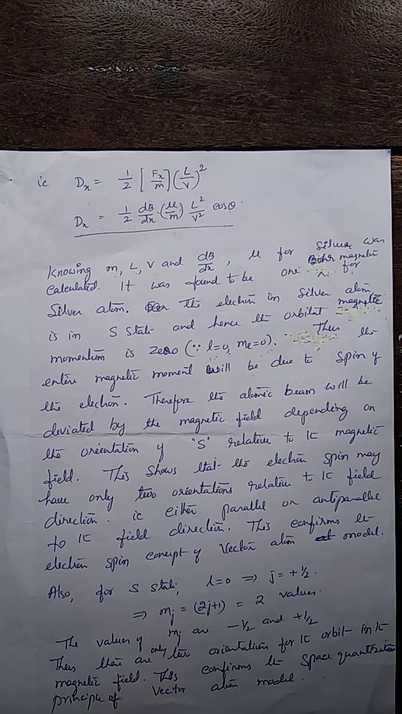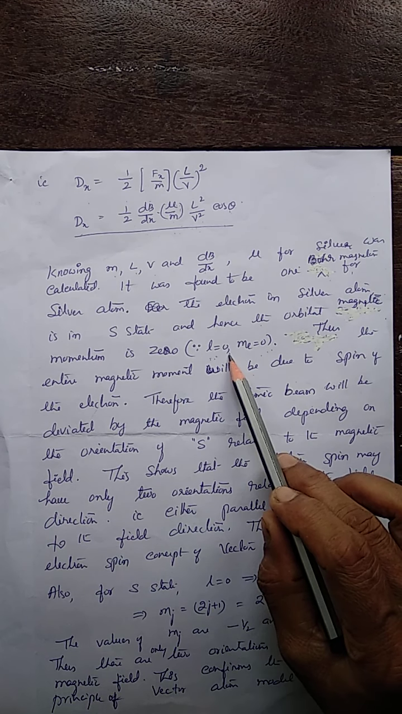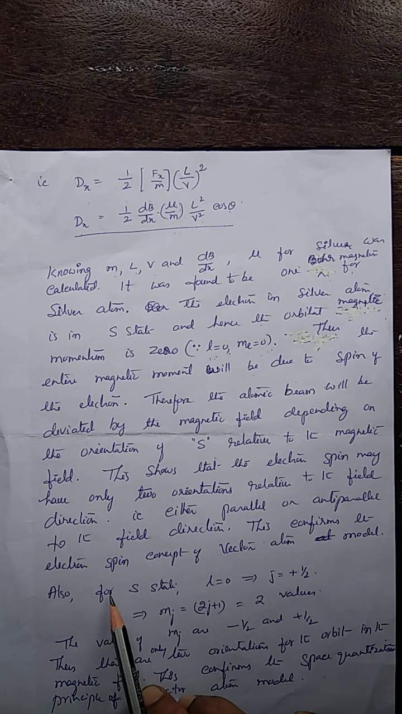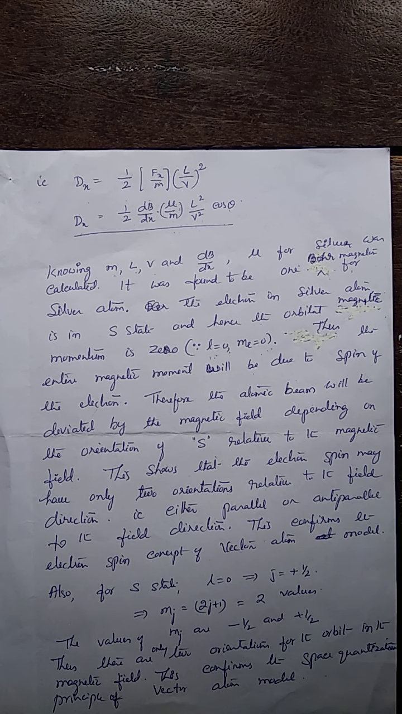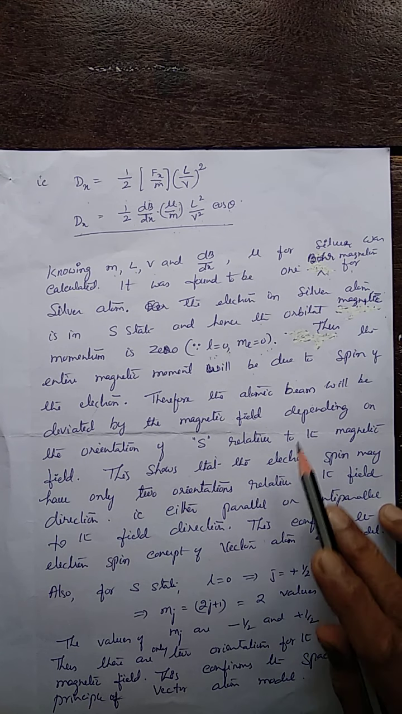This confirms it, since there were two orientations: one orientation was predicted as parallel to the direction of the field, the other was predicted as anti-parallel to the applied field direction. So two orientations were found in the experiment, and that was predicted due to the spinning motion of the electron as the orbital angular momentum is 0. This confirms the electron spin concept of vector atom model.